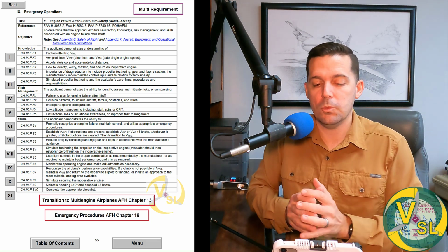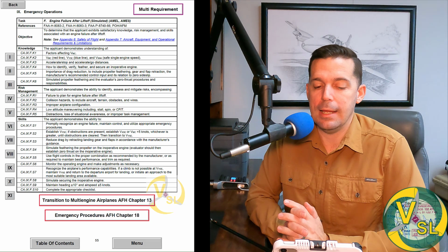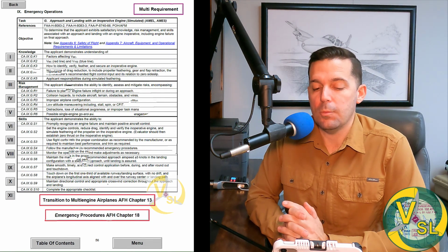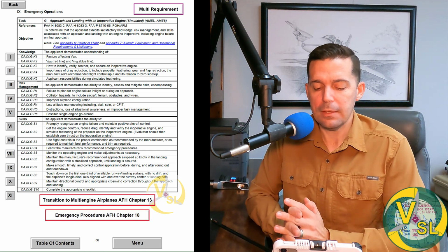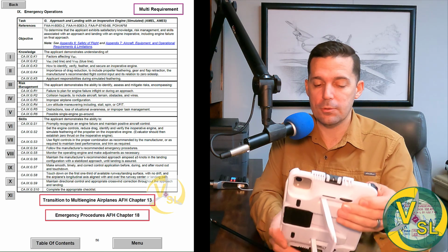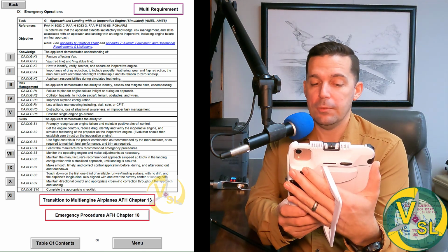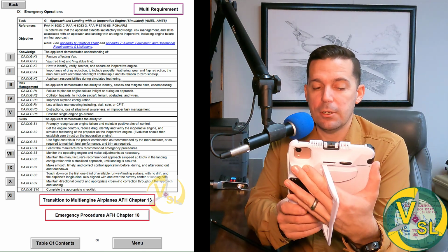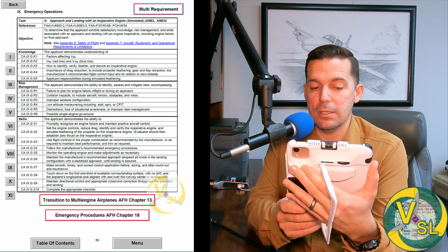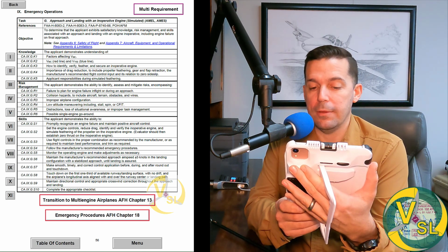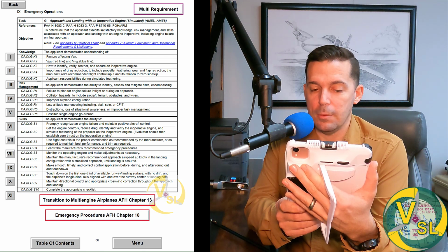All right, our next one is Area of Operation 9, Task G, and it is approach and landing with an inoperative engine simulated for airplane multi-engine land and sea. There are 10 skills here. I'm going to read through these real quickly. Skill 1, promptly recognize an engine failure and maintain positive aircraft control. Skill 2, set the engine controls, reduce drag, identify and verify the inoperative engine, and simulate feathering the propeller on the inoperative engine. Evaluator should then establish zero thrust on the inoperative engine.